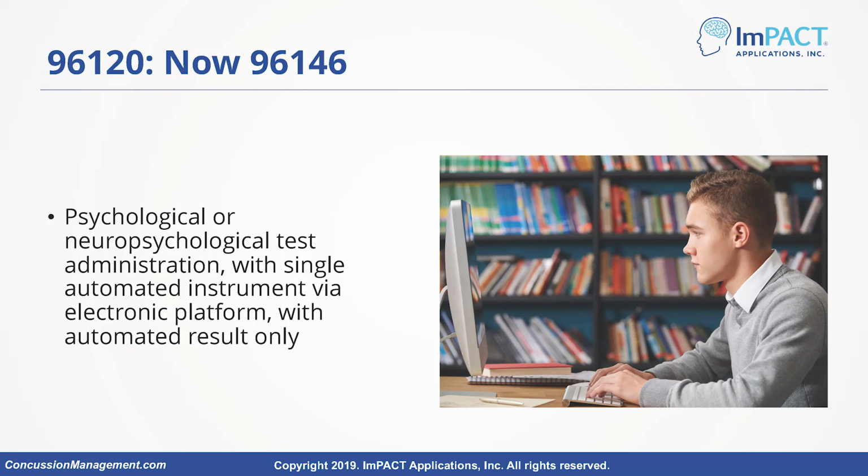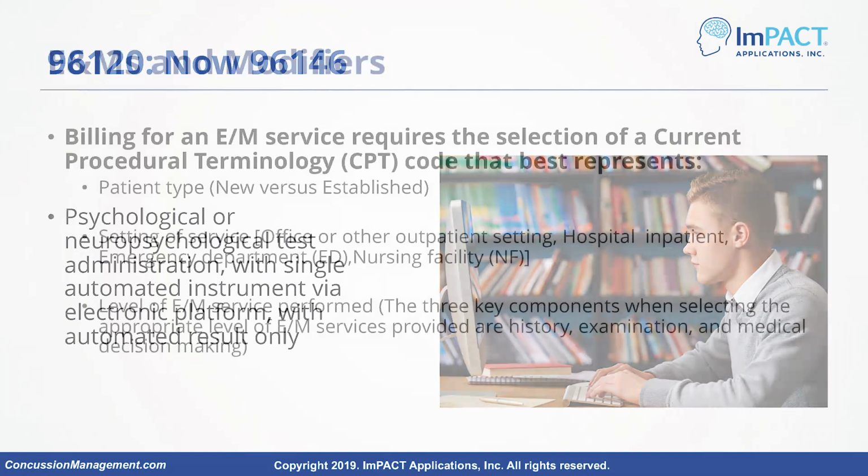96120 is the one that has seen the biggest change, in a sense, because it is now 96146, and it is simply the testing element, that is, a psychological or neuropsychological test administration with a single automated instrument via an electronic platform with automated results only. So this is none of the selection of the test, none of the interpretation of the test in terms of feedback, and no treatment planning, simply the test administration and scoring. So that's been a big change.